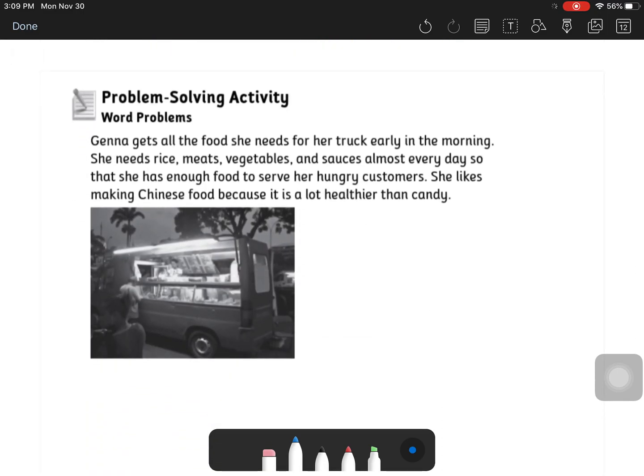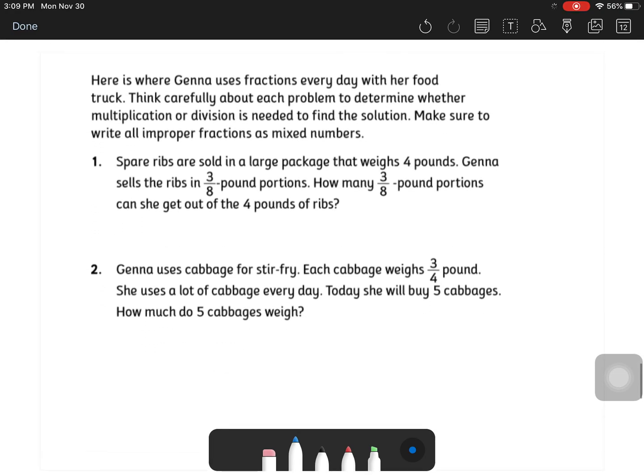All right, the last part of this is going to be solving some word problems. So we have to set up our division problem or possibly multiplication.